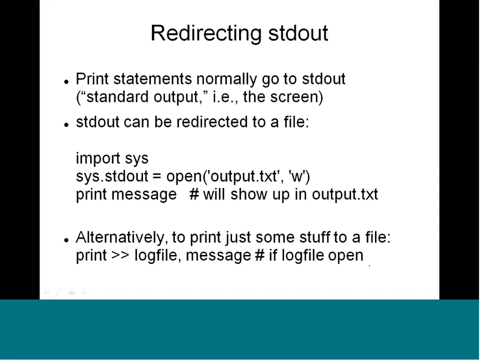Now how do we redirect the standard out? The print statement normally goes to the standard out. The standard output is basically the screen, and we can actually redirect the stdout into a file. Here we import the sys module, and then we set sys.stdout to this particular file called output.txt, and we open it with the write option. Now when we specify the print message, it will not show up on your screen, but goes directly into this output.txt.